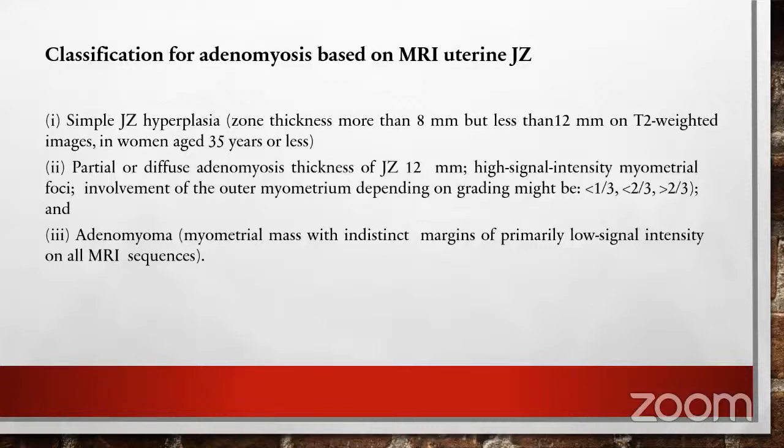Partial or diffuse adenomyosis: thickness of junctional zone 12 millimeter, high signal intensity myometrial foci, involvement of the outer myometrium depending on grading might be less than 1/3, less than 2/3, or more than 2/3. And adenomyoma: myometrial mass with indistinct margin of primarily low signal intensity on all MRI sequences.